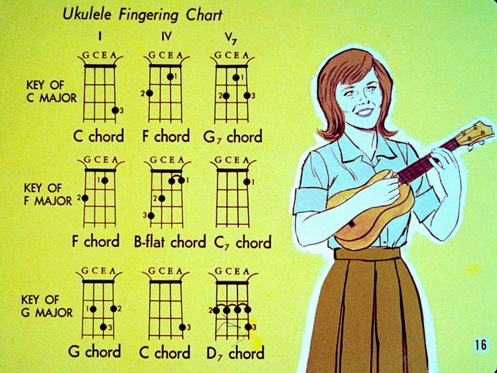By learning 3 chords, 1, 4, and 5, almost anyone can use the ukulele to accompany songs. This is a fingering chart for these chords in major keys: C, F, and G.